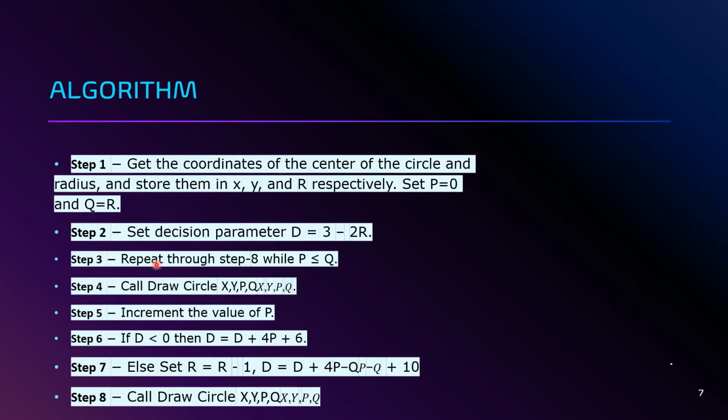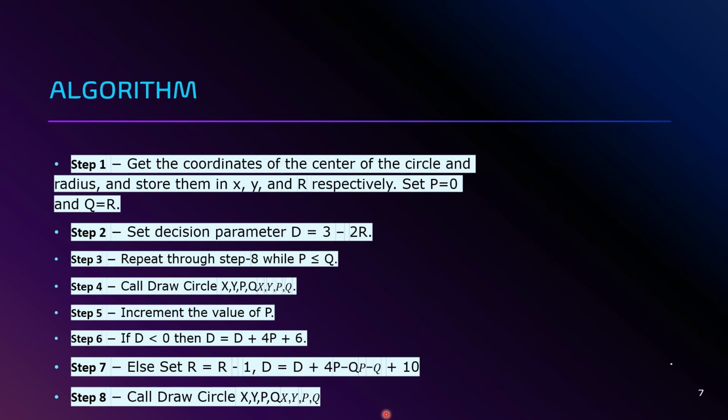Here, the steps for this algorithm are: get the coordinates of the center of the circle and radius and store them in x, y, and r respectively. Set p equal to 0 and q equal to r. Set the decision parameter d equal to 3 minus 2r. Then repeat through step 8 while p is less than q. Call draw circle x, y, p, q. Then increment the value of p.